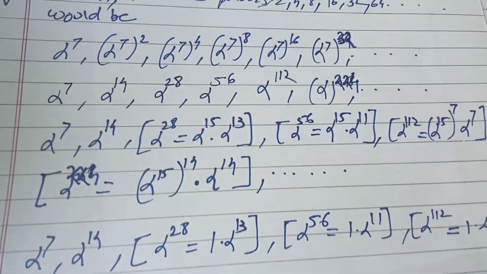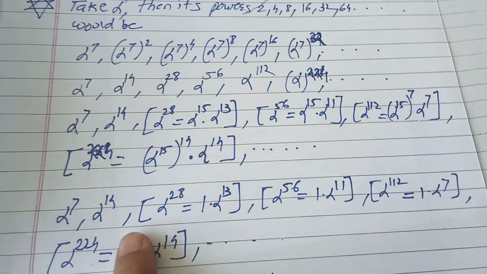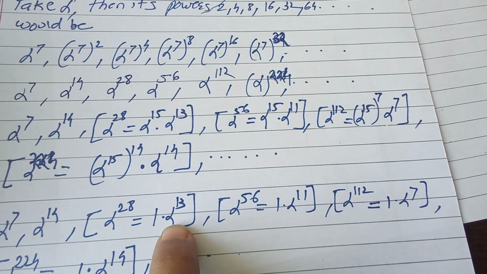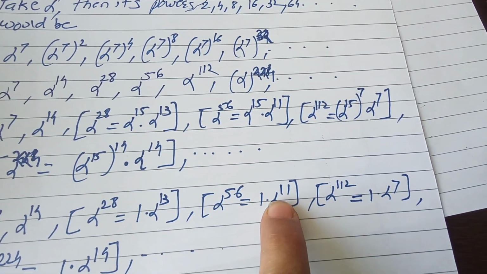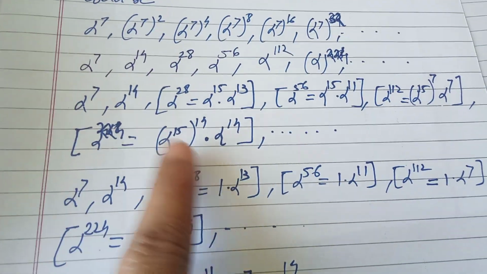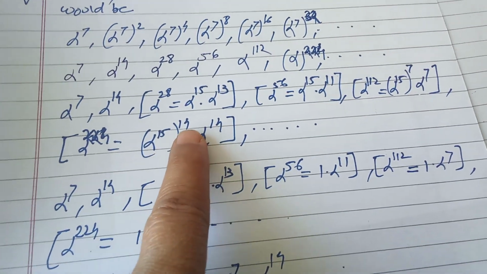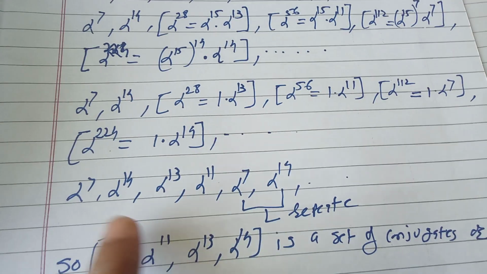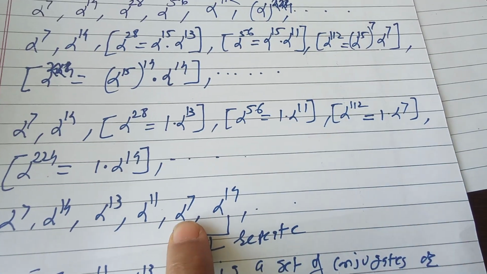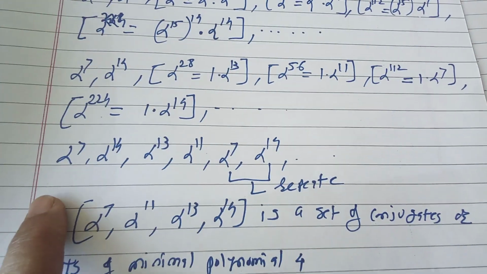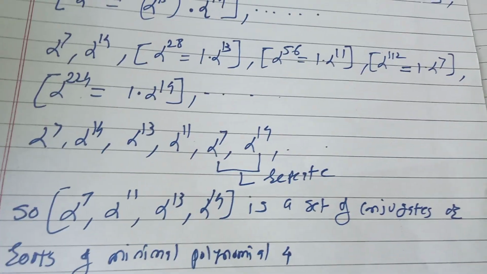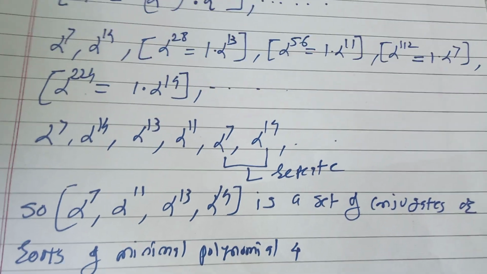Then alpha 224 is alpha 15 into 14 into alpha 14. So here 7, 14, 28 is 15 is 1, so 13. Alpha 56 is 1 into alpha 11. Then alpha 112 is this is 1, so alpha 7. Alpha 224, this is 1, 15 is 1, so 1 raised to 14 is 1, so into alpha 14. So you are getting 7, 14, 13, 11. After 11 you are getting 7 again, then 14, then it is repeating. So the elements 7, 14, 13, 11 are one set of conjugates, which are the roots of one minimal polynomial.